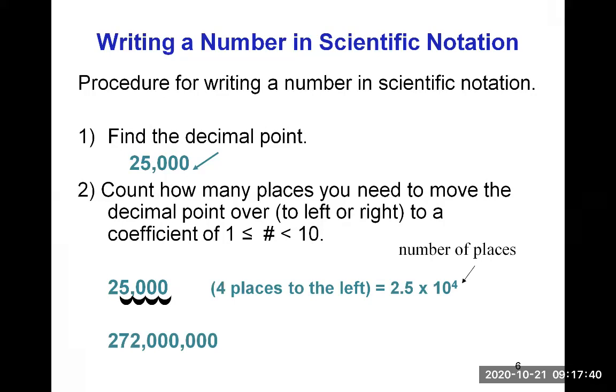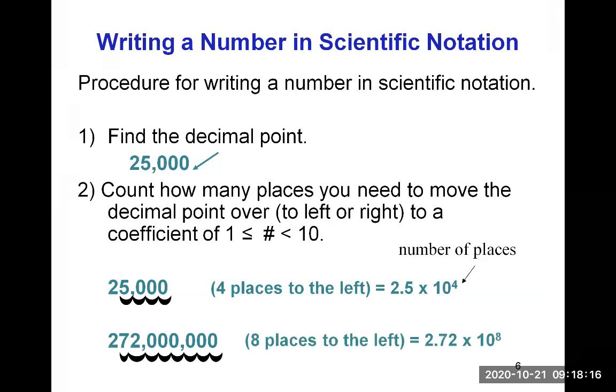Let's look at another example. 272 million. So here, the decimal point again is to the right of the last zero. It's implied. And so we will move it to the left again because we need to make this a small number between 1 and 10. And so we need to go towards the 2.72. And to get a number between 1 and 10, we need to stop to the left of the 7. So it's going to be moving 1, 2, 3, 4, 5, 6, 7, 8 times to the left. And so then we have a number between 1 and 10, 2.72 times 10 to the 8. We use the exponent 8 because we moved 8 times to the left. And it's positive because we started with a very large number.